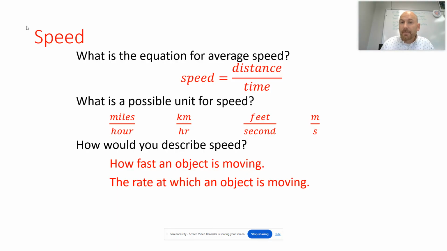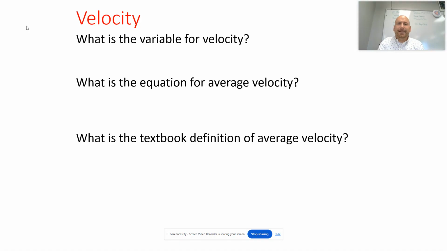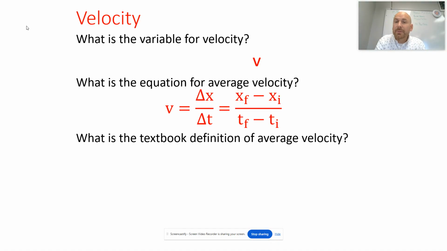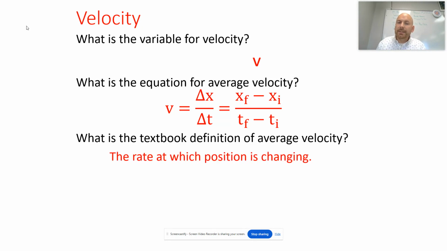Velocity. That's interesting. The variable for that is lowercase v. The equation for average velocity is displacement over a time duration, or final position minus initial position over the final clock reading minus the initial clock reading. The textbook definition for average velocity is the rate at which position is changing. Do you see how that equation above exemplifies that? It's how quickly you're changing your position.